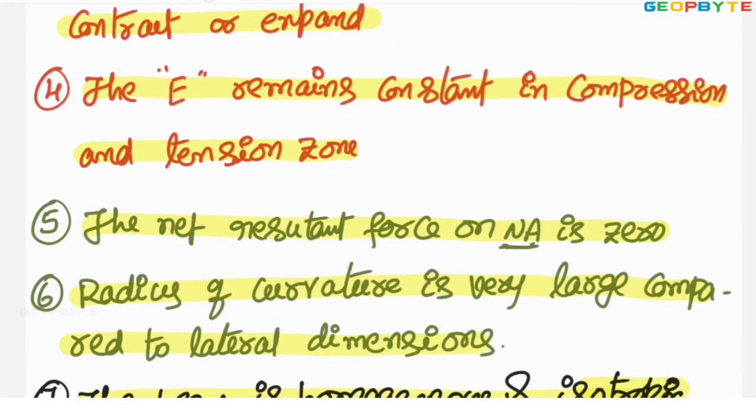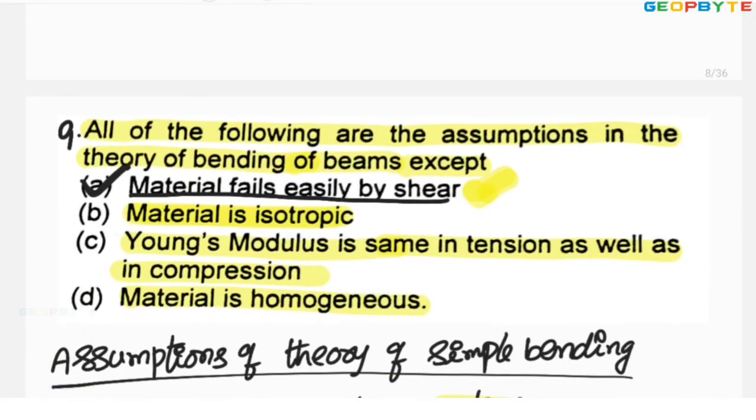In our problem, one of the assumptions given is the material fails easily by shear. That is not the required assumption. This is not the required assumption for the theory of simple bending. Therefore, that is our answer, because he is asking the assumptions required except one. So, except that means not required assumption is material fails easily by shear. I hope you clearly understood. Now let us move to the next problem.